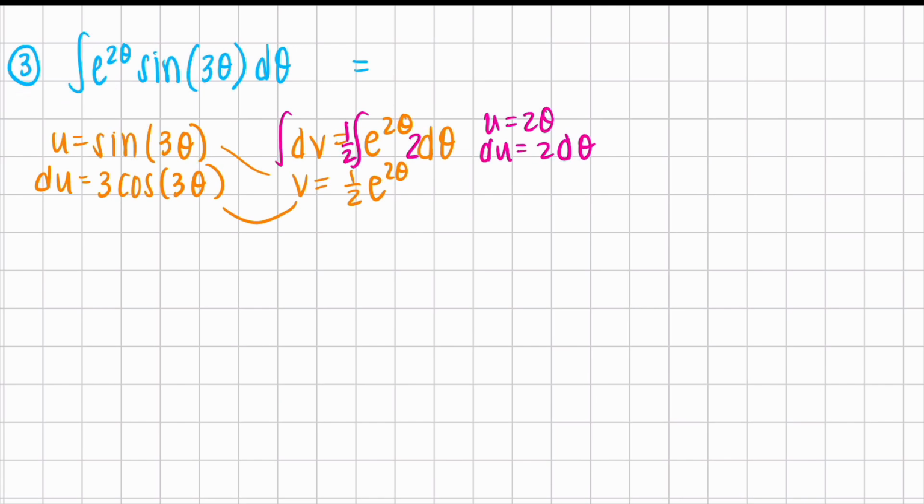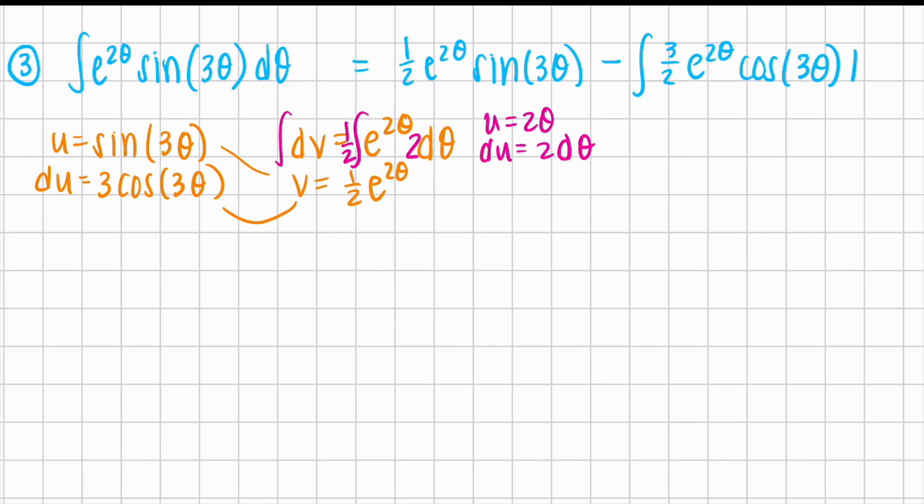All right, let's do our formula. I have u times v. So I have 1/2 e to the 2 theta sine of 3 theta minus the integral of v du. So let's see, this is going to be 3/2 e to the 2 theta cosine of 3 theta d theta. Now I want you to notice, just like our first problem, we are going to have to do parts another time. So let's do it. I'm going to make it look a little easier though. I'm going to bring the 3/2 out front, is what I mean by that.